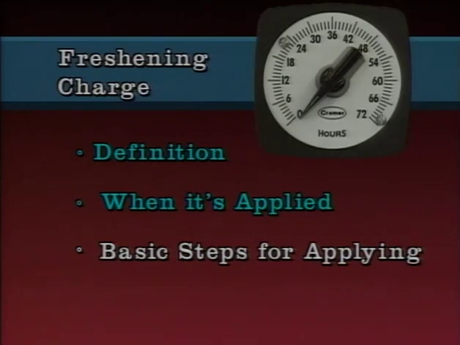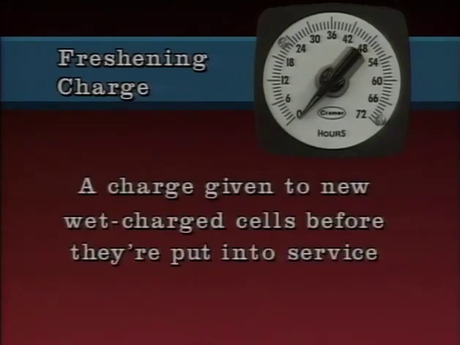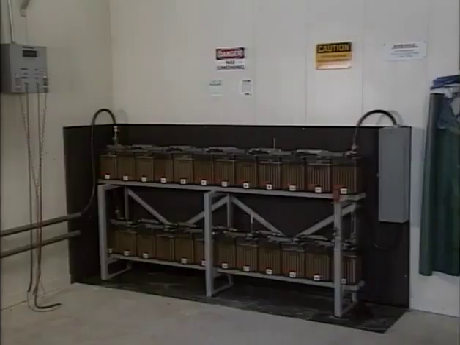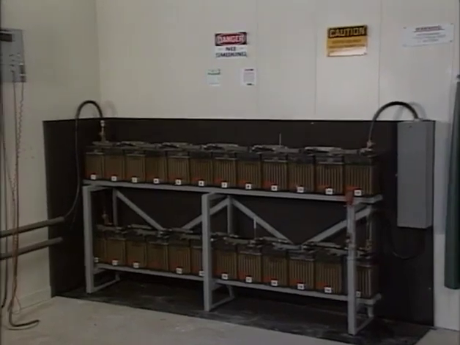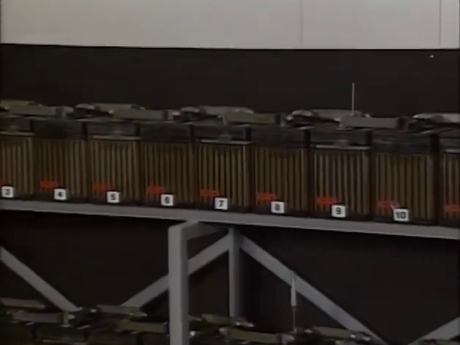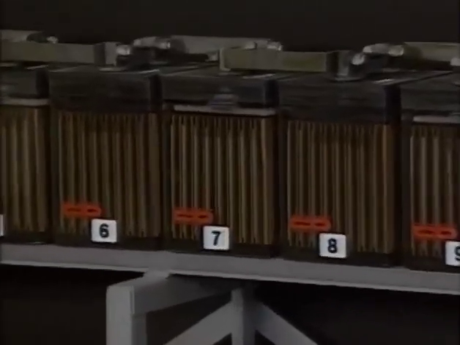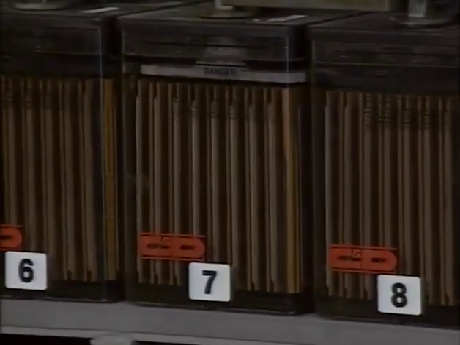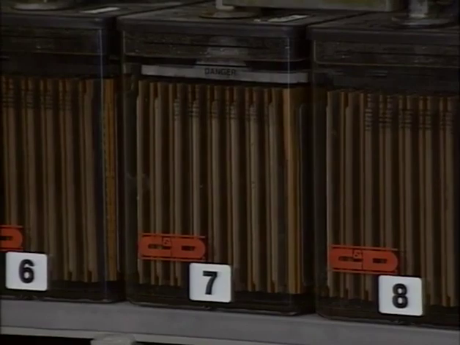steps for applying it. A freshening charge is a charge that's given to new wet charged cells before they're put into service. Wet charged cells are new cells that are shipped from a manufacturer already filled with electrolyte and fully charged. Although wet charged cells are fully charged when they leave the factory, they will gradually self-discharge until they're connected to a source of voltage that's higher than the open circuit voltage of the cells.